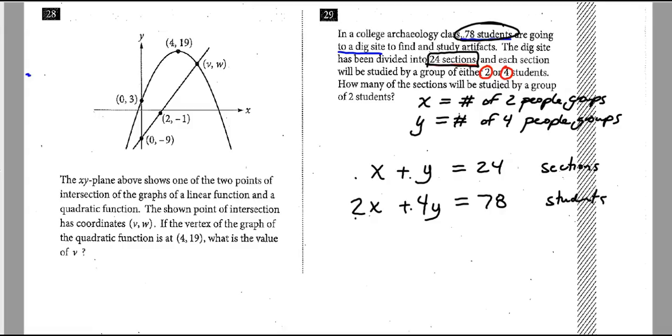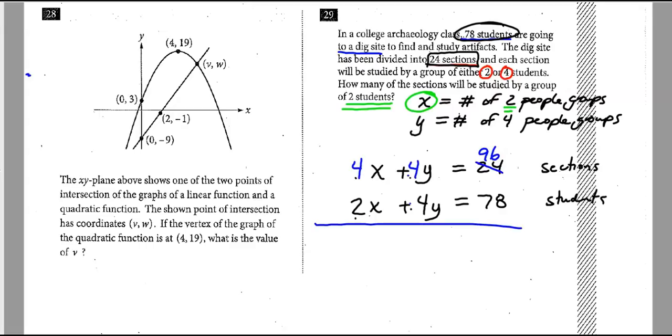The final question, though, if you notice, says how many sections will be studied by 2 students? So I want to solve for X. So I would not eliminate X here, I would try to eliminate Y. So I'm going to multiply this top row. Everybody in this top row is going to get multiplied by 4. So 4X, 4Y, multiply this number by 4, that would be 48, that'd be 96. So I've now multiplied that row, and now we're just going to eliminate Y's.